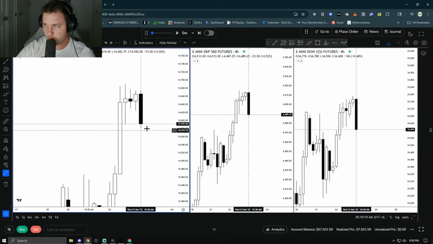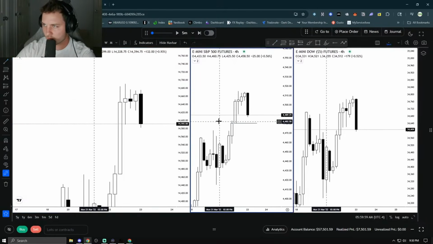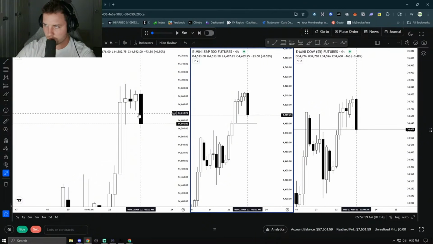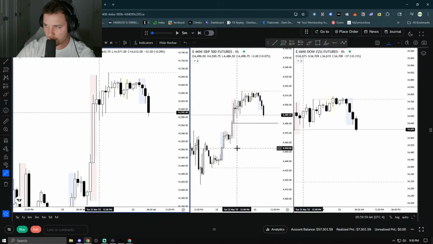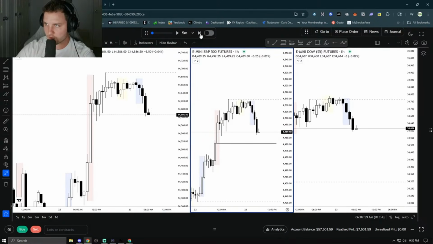So we have no wick here. So I'd want to see an SMT here for sure with ES. Like ES has to go down there. So open low, we still have clear draw above us. We know our invalidation points. So we could just play this out until this sweeps.